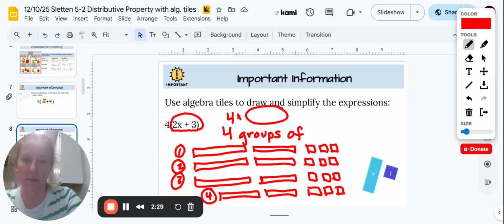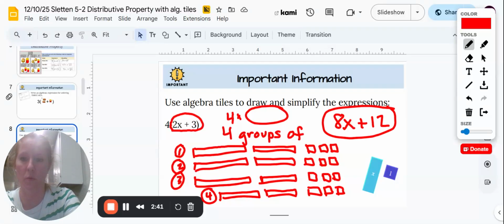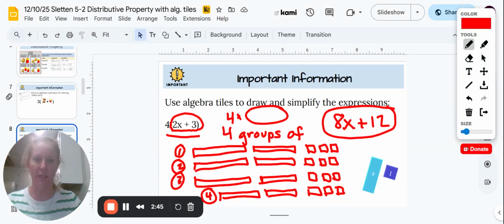So if we count our x's, there's 8x, and then we have 1, 2, 3 by 4, 12 1s. So 8x's plus 12 1s. So we could simplify this by saying 8x plus 12, and then the parentheses are gone, and it's an easier expression to work with.